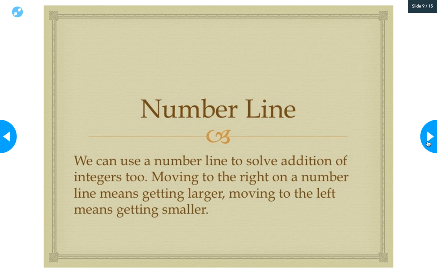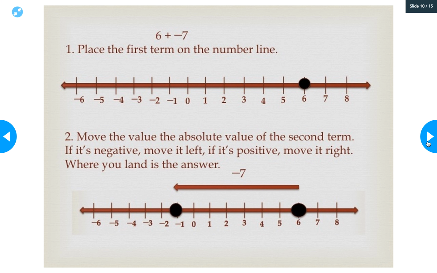Number line. We can also use a number line to solve addition of integers. Remember that when you move right on a number line, you're getting larger, and when you move to the left, you're getting smaller. If we use the same problem and use a number line to solve it, we can draw a number line. Mine goes from -6 to 8, and the first term is 6, so we plot that on our number line. The next thing we're going to do is find the absolute value of the second term. So here in -7, its absolute value is 7.